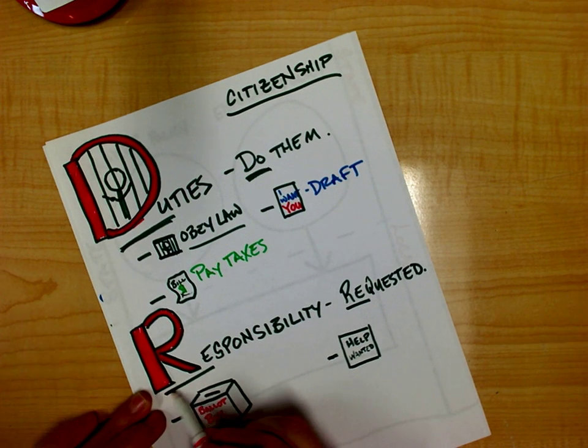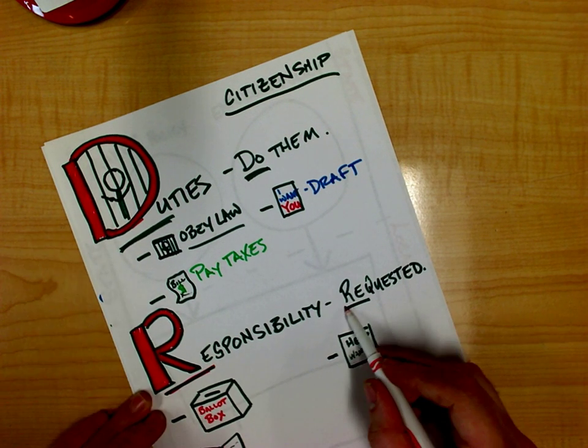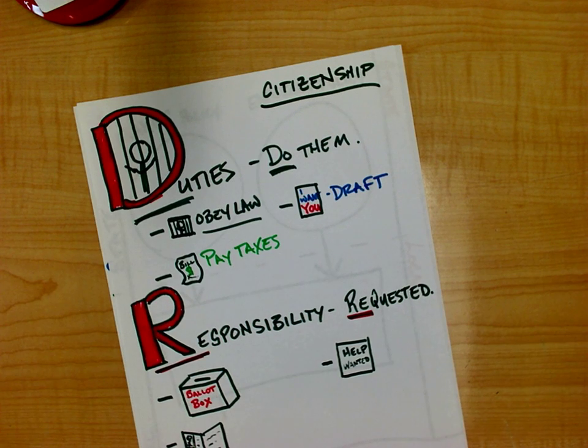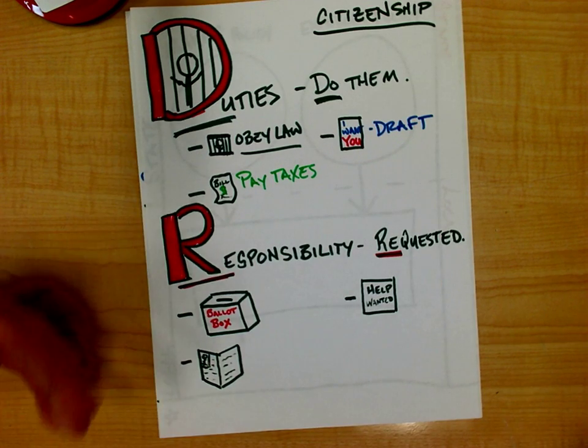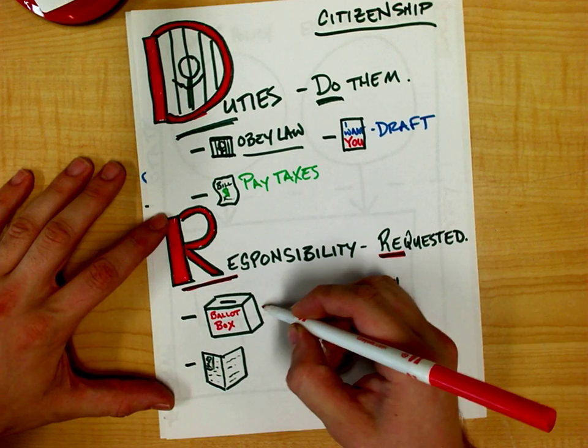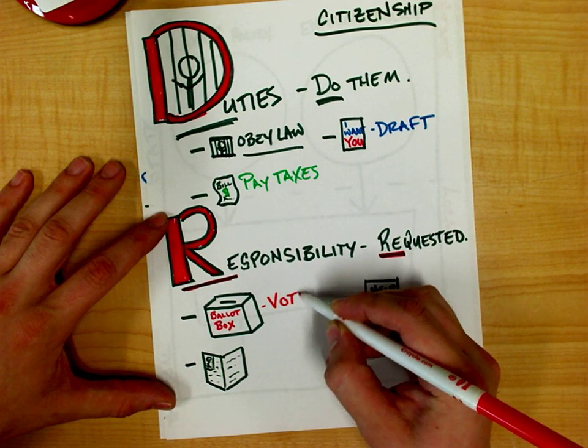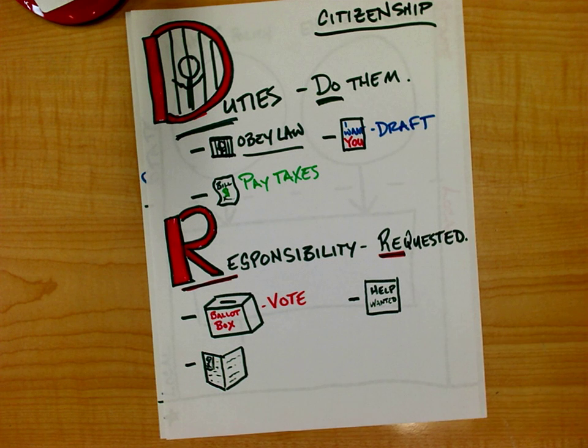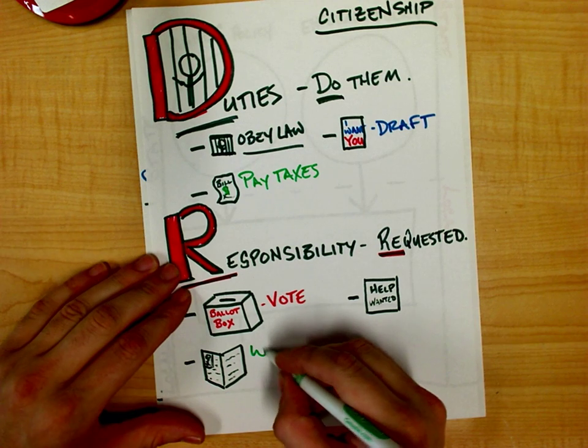Responsibilities are things that are kind of requested from you. They're things that you don't necessarily have to do, but it is something that you should do as a responsible citizen. For instance, rock the vote. If you don't vote, you're not using your power, your popular sovereignty, nor are you using your republicanism power, which means that you're voting in a representative. Next up, you want to stay well informed.